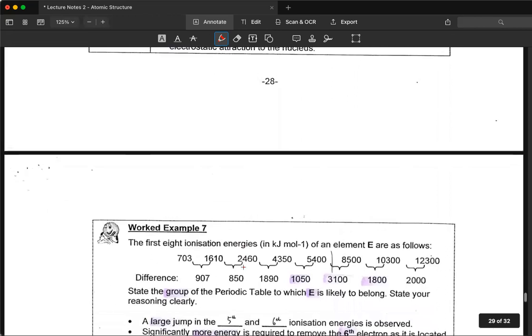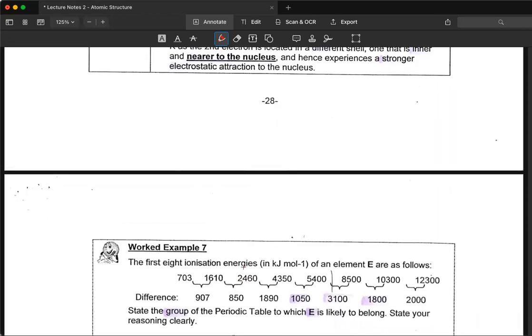Let me give you a worked example. Can you try this question? Pause the video. In this question, you are given the successive IE of an unknown element. What you need to do first is to deduce the group of this element. You need to determine the difference between the IE. The strategy is to take the first and second to find the difference and do that for the subsequent IE. And you notice that there is a large jump here. Can you see that?